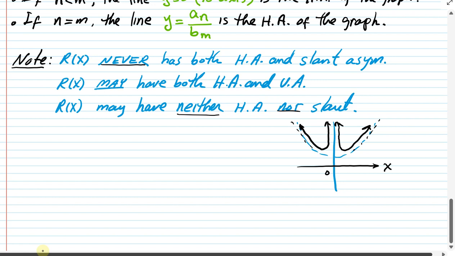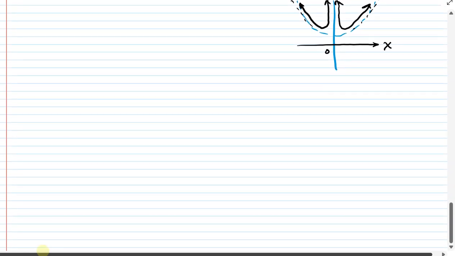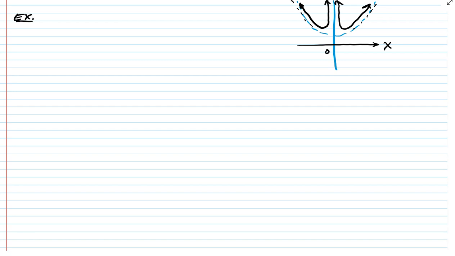All right. So with that, let's take a look at some examples now, shall we? So let me make up a few of them here. So in an example, suppose my rational function is given by negative 4x squared divided by, let's do x minus 2 and then x plus 4.